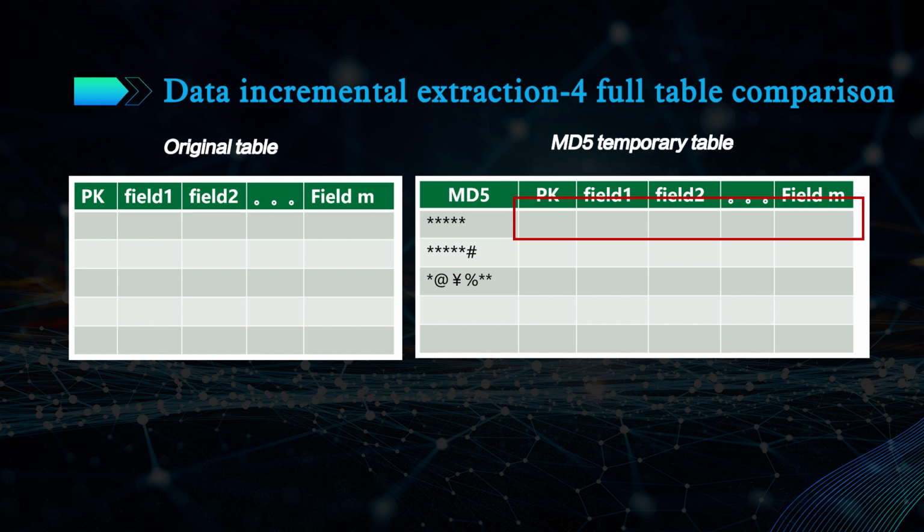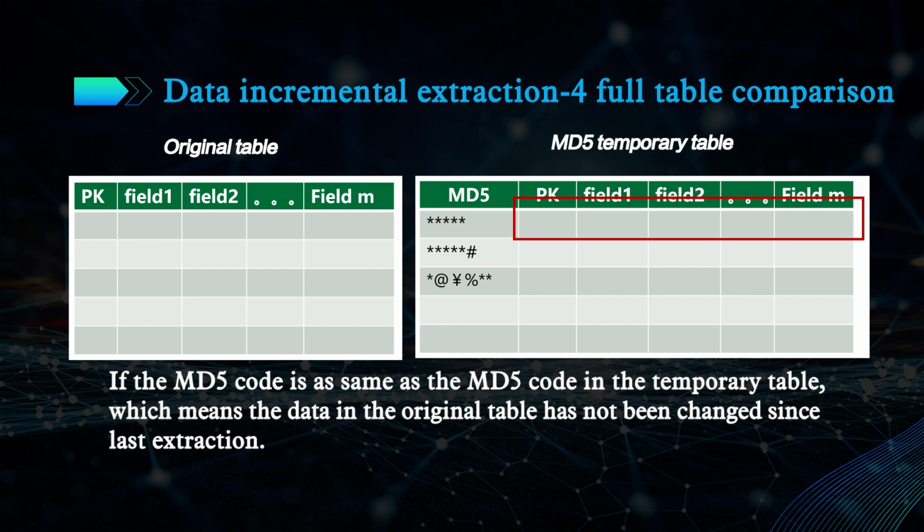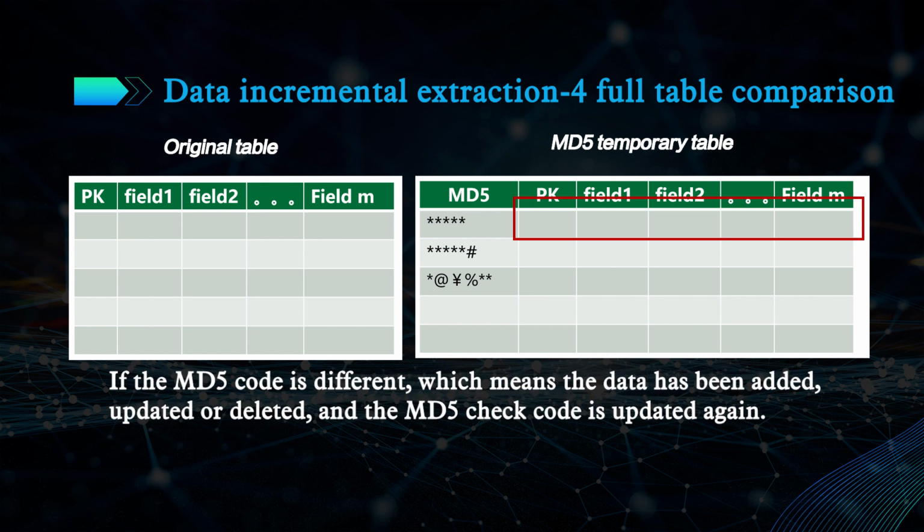Using all the fields data to calculate the MD5 check code. If the MD5 check code is the same as the MD5 check code in the temporary table, which means the data in the original table has not been changed since the last extraction. If the MD5 code is different, which means the data has been added, updated, or deleted, and the MD5 check code is updated again.